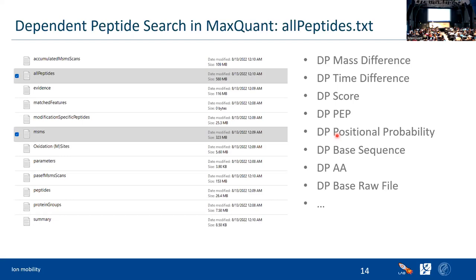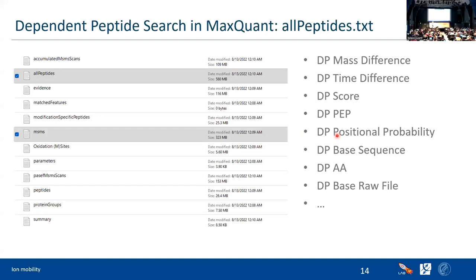So MaxQuant has modifications that it accounts for during dependent peptide search. So it has a list of those. If it doesn't find a modification in that list, it outputs a delta mass that you yourself can check for some modification that you're interested in. So, yes. Great, thank you.